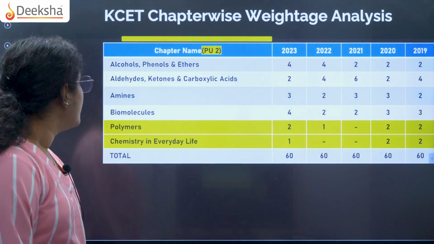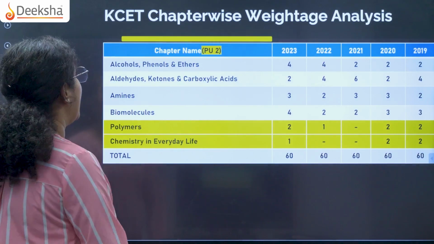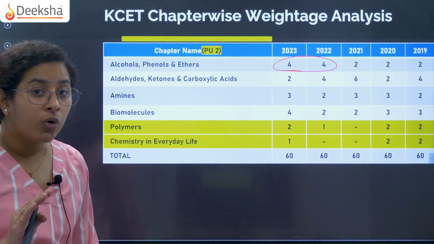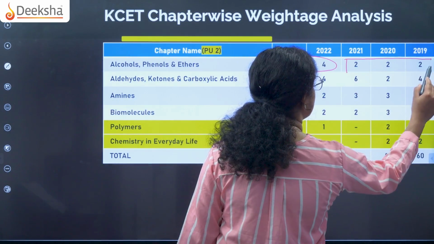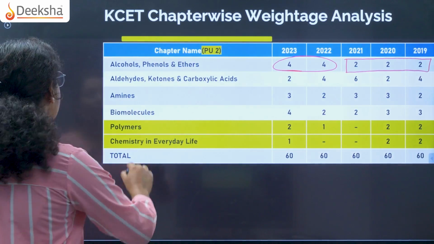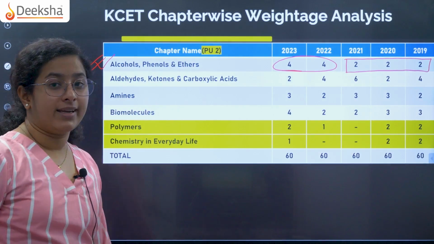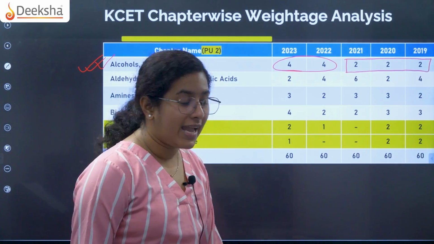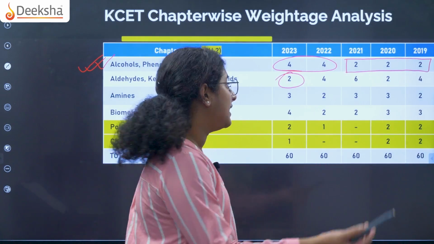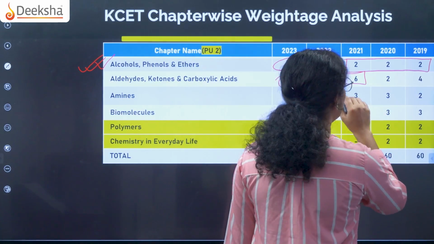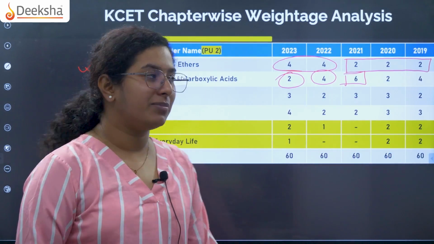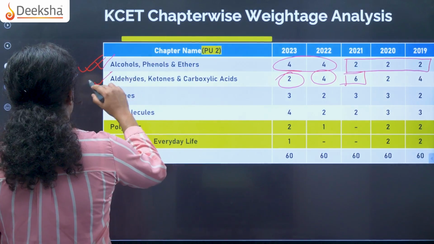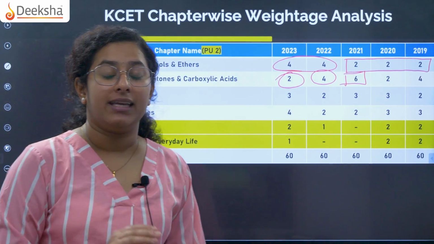Then while coming to alcohols, phenols and ethers, for the last 2 consecutive years they have asked 4 questions, which means it is one of the important chapters when it comes to your organic chemistry. Got it? Then next one, aldehydes, ketones and carboxylic acids. Last year they have asked 2 questions, before that 4. Remember, in 2021 they have asked 6 questions from this particular chapter, which means you can expect 2 to 6 questions. So this is a must-do chapter.